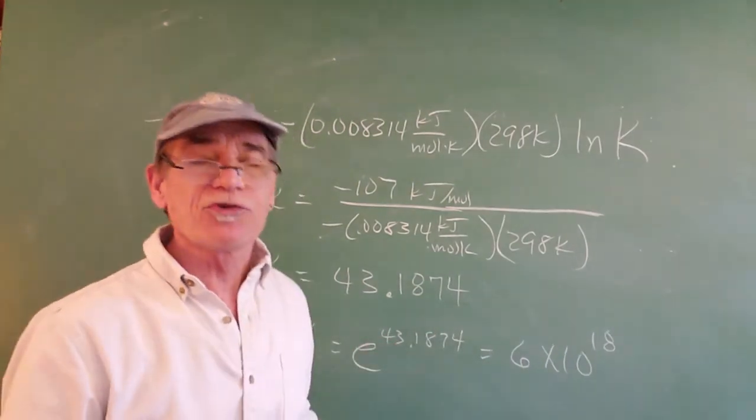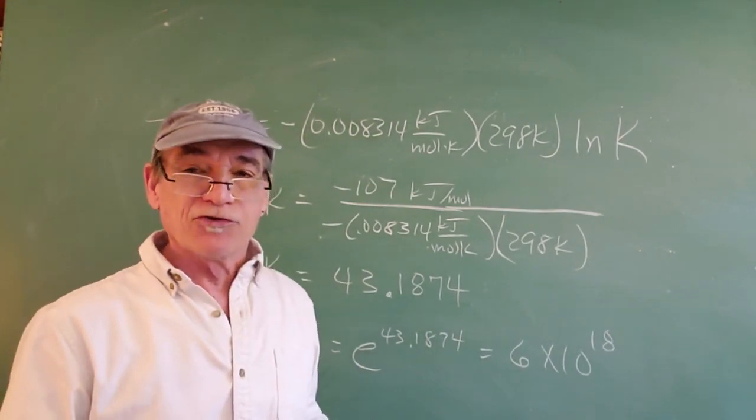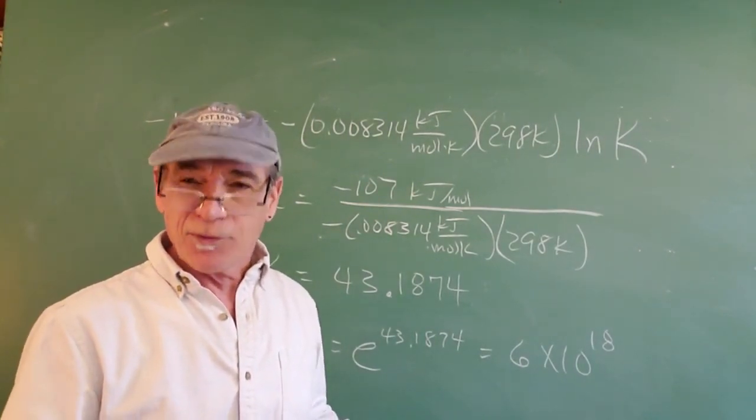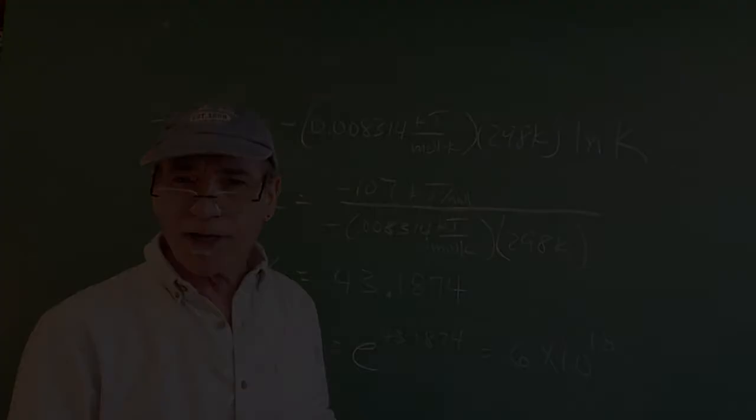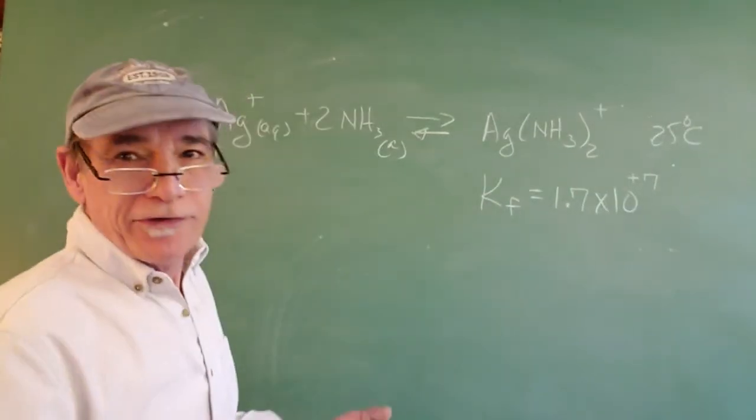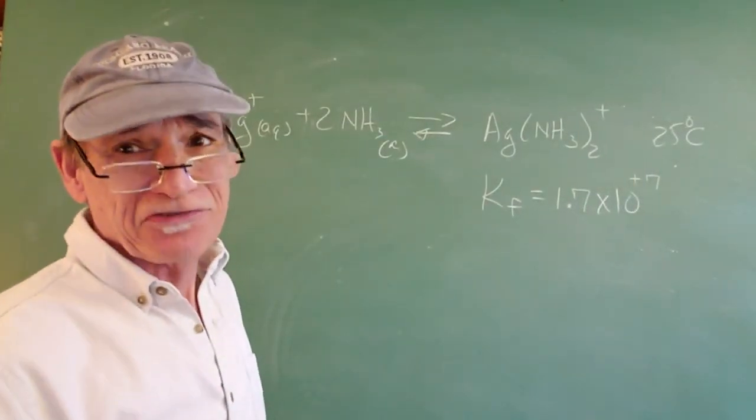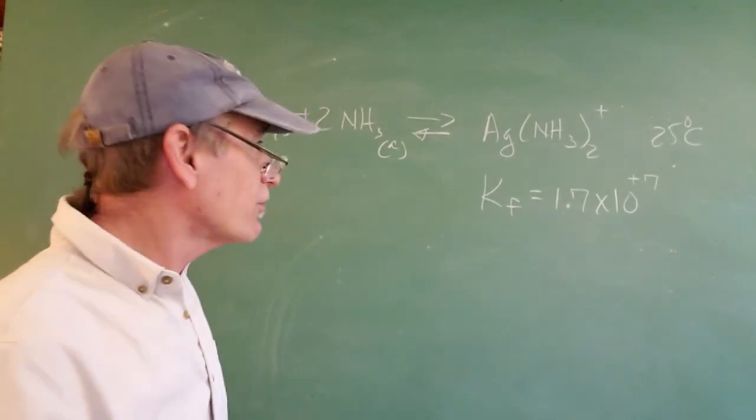All right, let's do another problem. Let's do it the other way around. Suppose we had the value of K, and we wanted to find the delta G for that reaction. I think you'll find this one's actually a little easier. I should have done this one first.